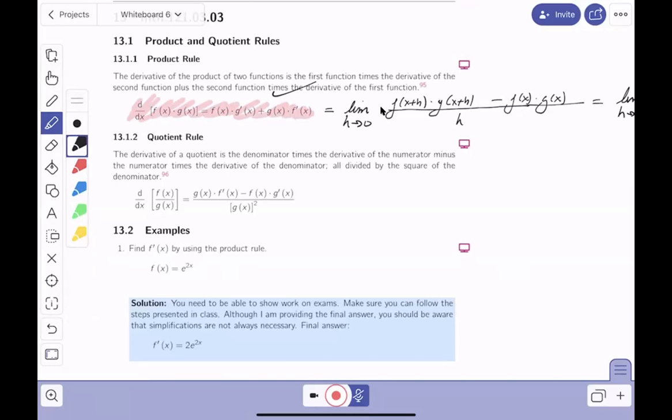Let's do the quotient rule. I know we just did that, and I know it's tedious. I do know this is tedious for students. This is going to be the limit.